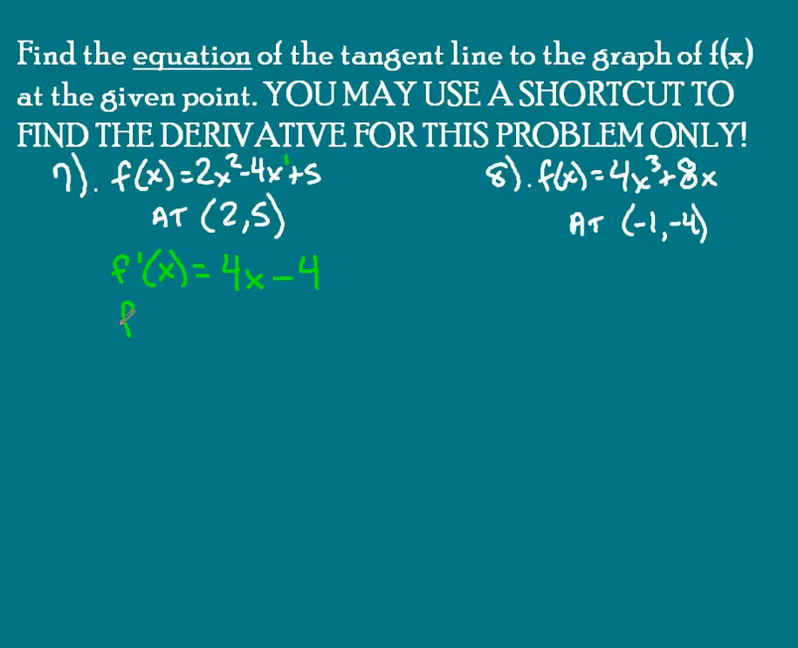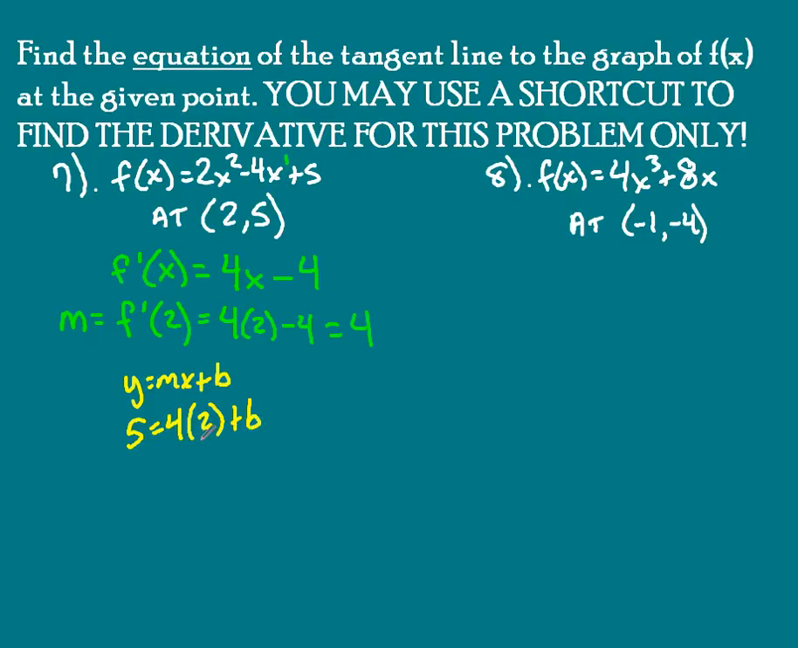I want to know what the slope is at a particular point when x is 2. Well, that just means plug in 2, and I'm going to get a slope. Remember, derivative means slope. The slope is 4. From here, all I have to do now is think of y equals mx plus b and plug in the values I know. Well, my y value is 5. My slope is 4. My x value is 2. I need to solve for b.